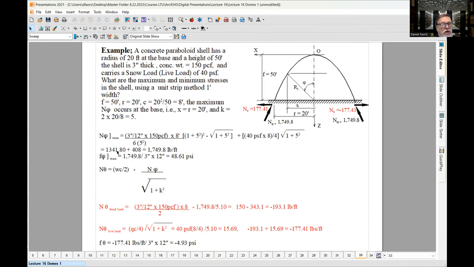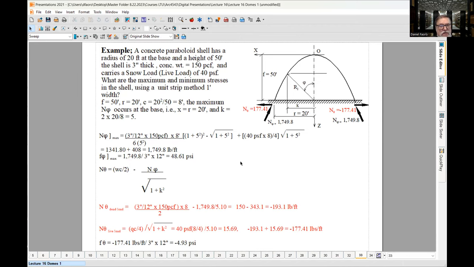Our self-weight is really doing all the load contribution here, 1341. Our other live load, 40 PSF, is not much. And so we get a total load of 1749 pounds per foot. What's the actual stress? Well, we're going to take a slice 1 foot wide, 3 inch thickness, and distribute that load over it. We get 48.61 PSI.